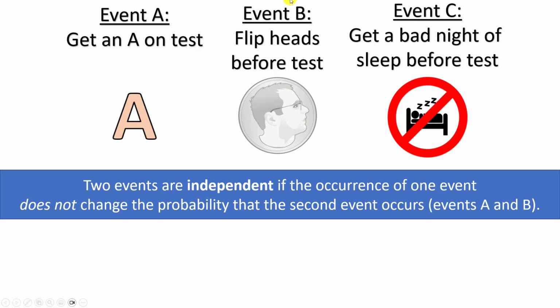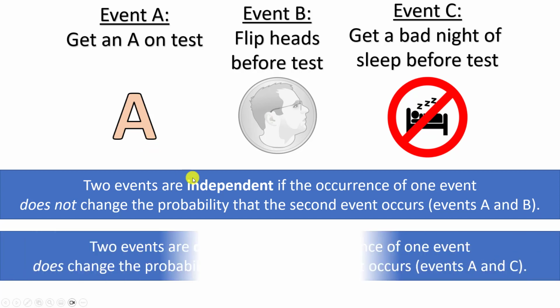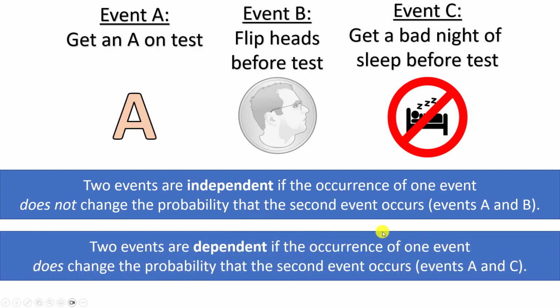You could also say that events B and C are most likely independent, but right now I'm focusing on the comparison to event A. 2 events are dependent if the occurrence of one event does change the probability that the second event occurs, such as events A and C. If you get a bad night of sleep the night before a test, that's most likely going to impact your performance on the test, and probably decrease the chance that you get an A. We always must consider whether or not 2 events are independent or dependent when trying to find the probability that both of those 2 events happen together. So let's take a look at the formulas.